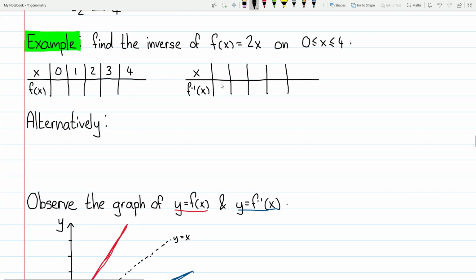So now we've got an example. Find the inverse of f of x equals 2x on this interval. There are several ways to go about doing this. I've taken samples again. Here the input is 0, 1, 2, 3, and 4. If you notice, this is just multiplying by 2. So f of 0 equals 2 times 0, which is 0. When x equals 1, f of x equals 2 times 1, which is 2. When x equals 2, f of x equals 2 times 2, which is 4. And then 6, and then 8.